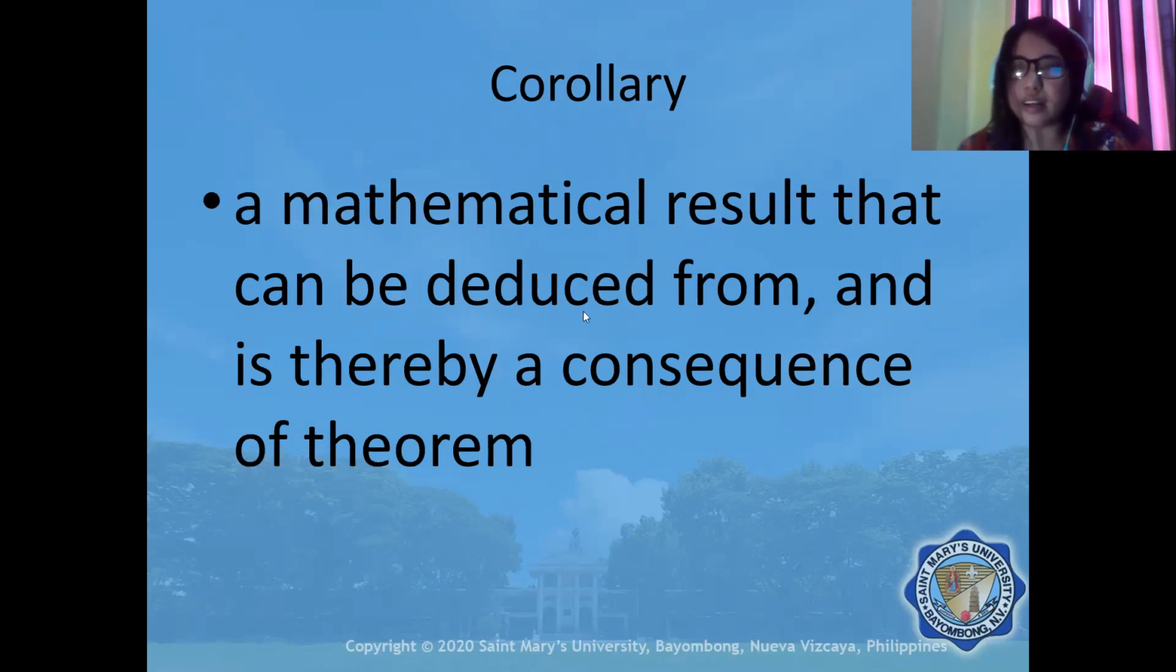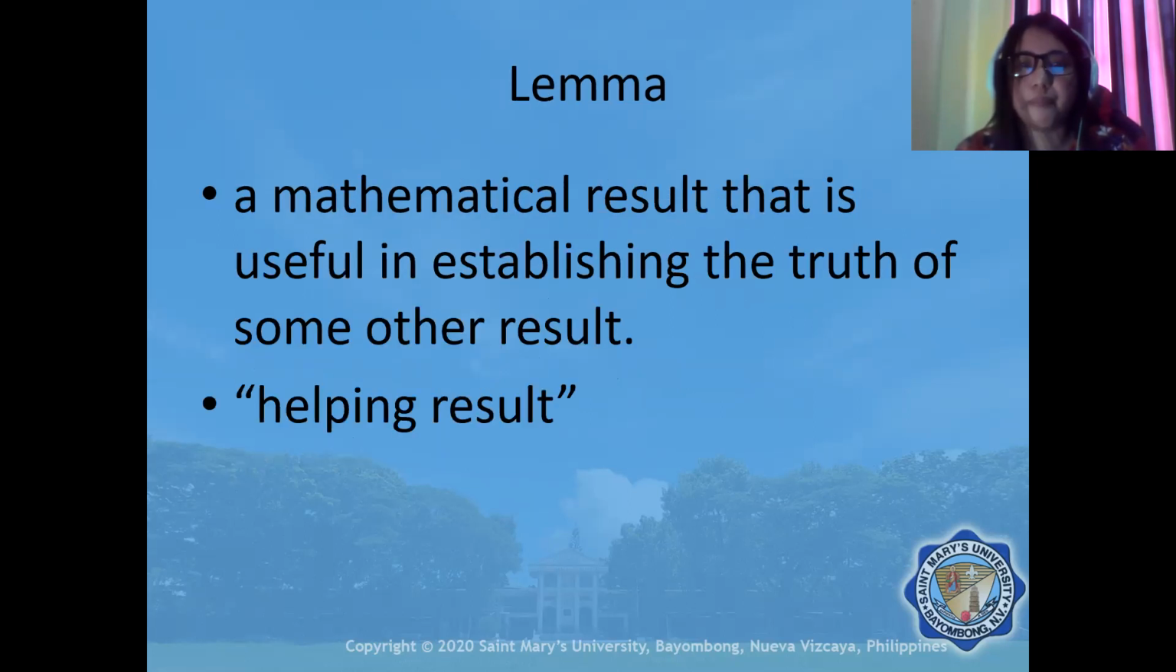For a corollary, on the other hand, this is a mathematical result that can be deduced from, and is thereby a consequence of, a theorem. After proving the theorem, what other statements can be said to also be true? Since such a statement is derived from the theorem, it is a corollary. For the lemma, it is a mathematical result that is useful in establishing the truth of some other result. It is also termed the helping result.